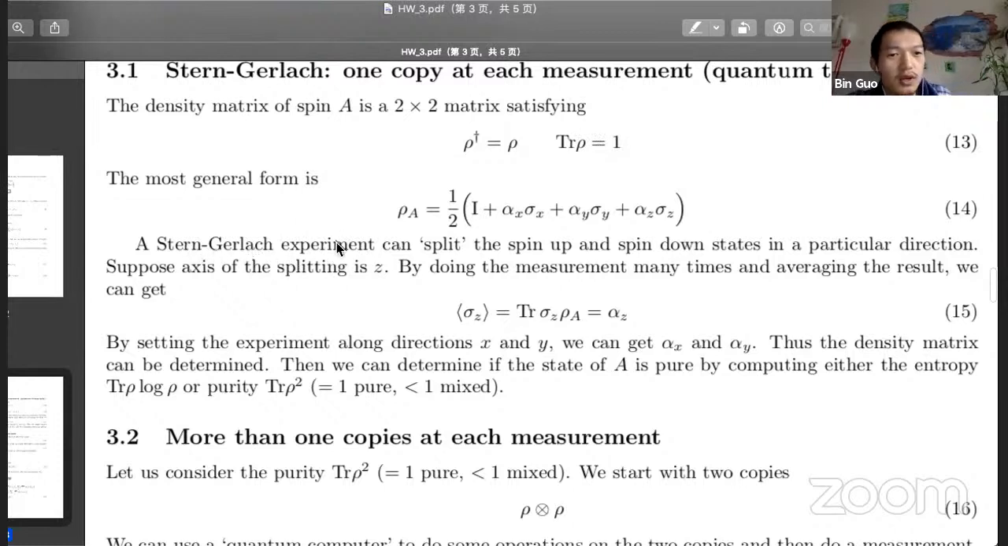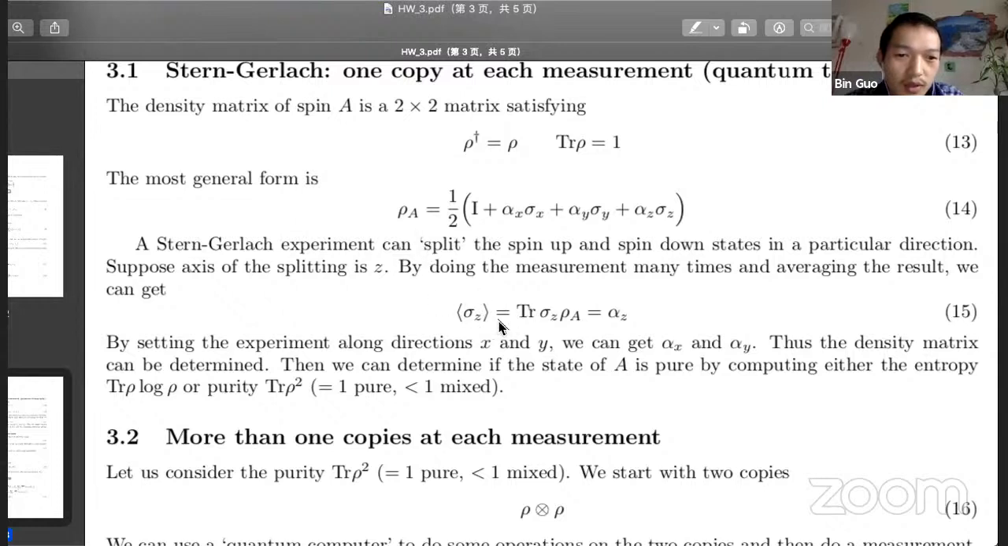If we use the Stern-Gerlach experiment, we can split the spin, or magnetic moment, depending on spin up and spin down in a particular direction. If we take this direction as the z direction, we can do this measurement many times. For example, if we get spin up, we call it 1, spin down, -1, and then we average the result. So we can get the average of the spin along the z direction.